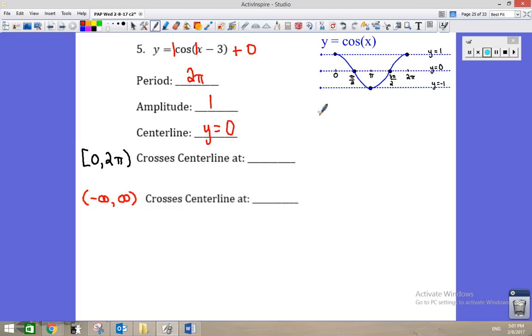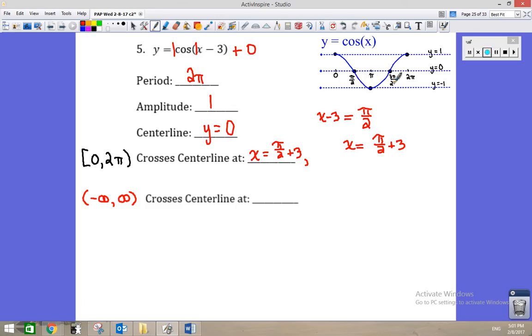So we know that if we replace this x minus 3 with pi over 2, that will be intersecting the center line. I'm not going to get a decimal approximation. I'm just going to write it like this: pi over 2 plus 3.